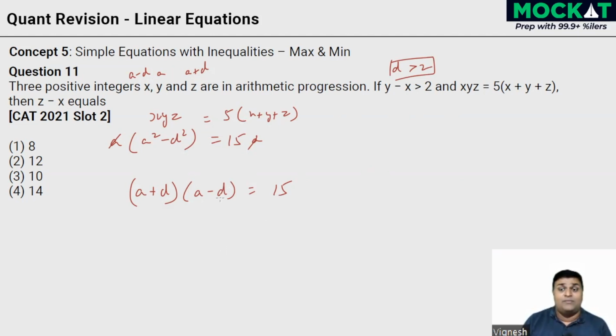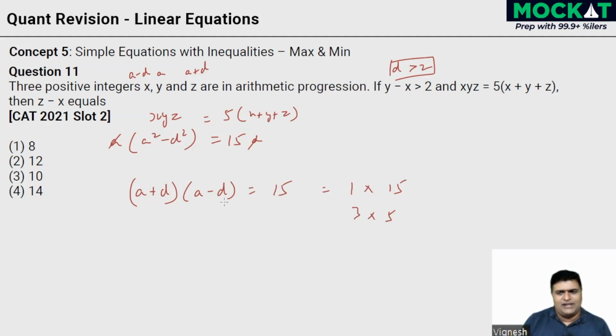I know that a and d both have to be integers because all of them are integers. So a is definitely an integer. Whatever I'm subtracting from that integer should also be an integer, right? So therefore, both a and d are integers. The product of two, so a plus d and a minus d, are also integers. The product of the two of them is coming to 15, right? So 15, I can write it as 1 into 15, or I can write it as 3 into 5, right?